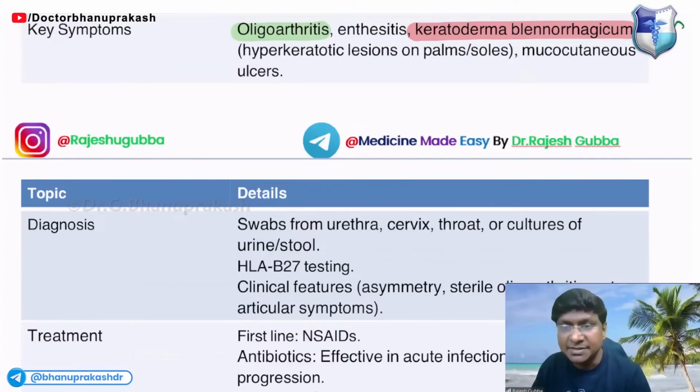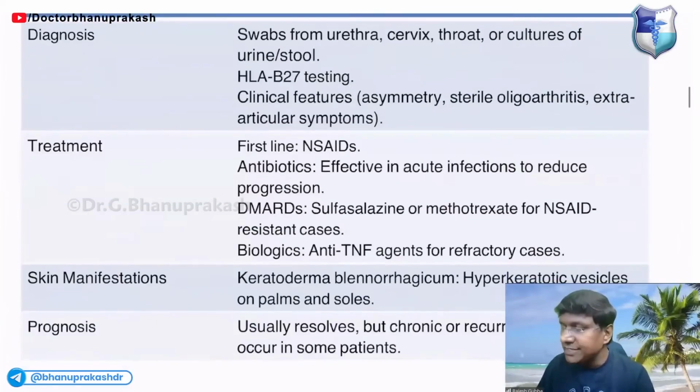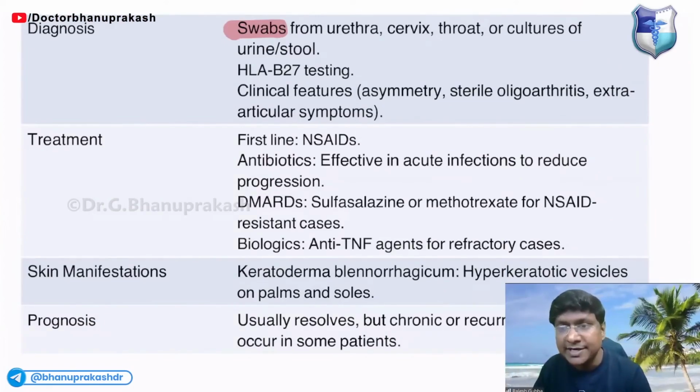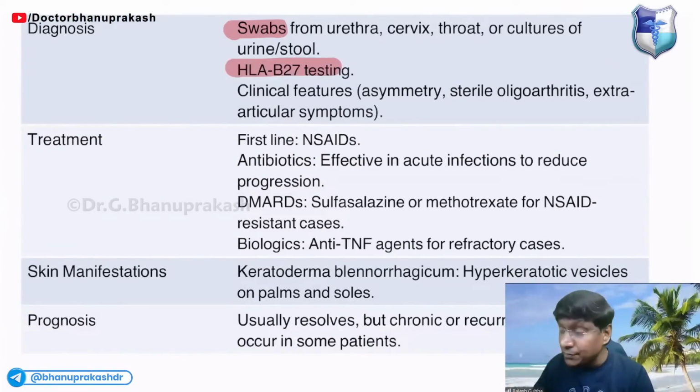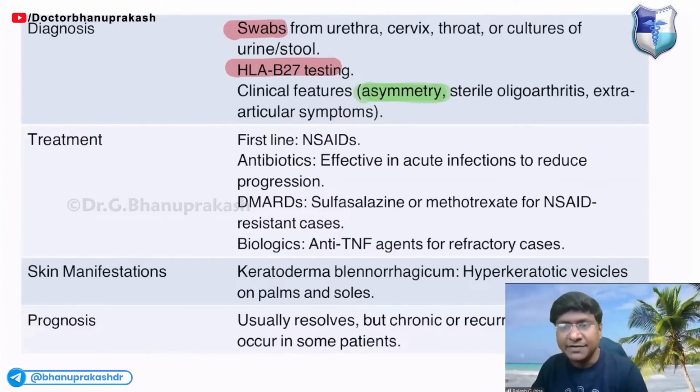So these are the key symptoms in case of Reiter's or reactive arthritis. So how will you diagnose Reiter's or reactive arthritis? You need to do culture from the urethra, cervix, throat, and culture of the urine as well as stool. HLA-B27 will be positive, right? In rheumatoid arthritis we discussed symmetrical polyarthritis, whereas here it is asymmetrical oligoarthritis. That is very, very important.